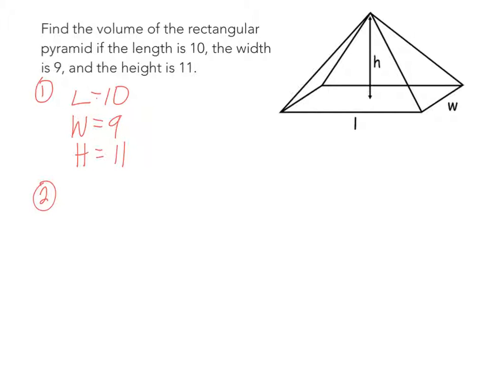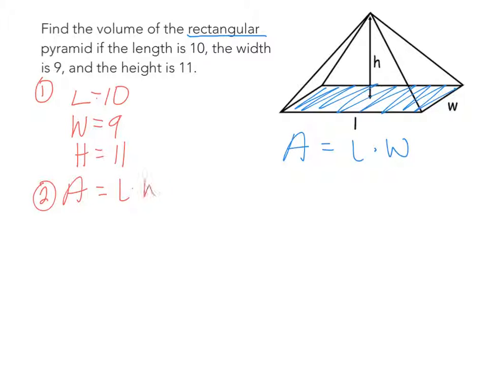Well, when I look at my pyramid, I can see that the bottom is a rectangle. It also says that in the problem. So I know to find the area of a rectangle, I just multiply length times width. So I'm going to use that formula and plug in my information in my next step. Area equals 9 times 10, length times width. So the area equals 90.